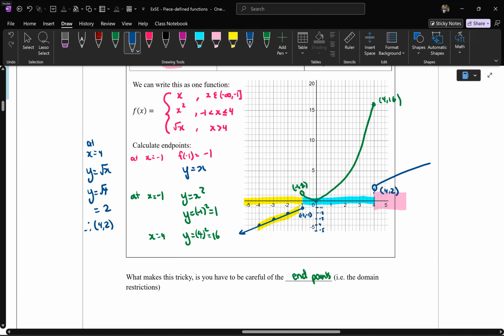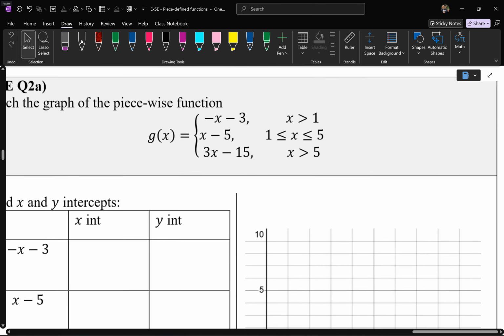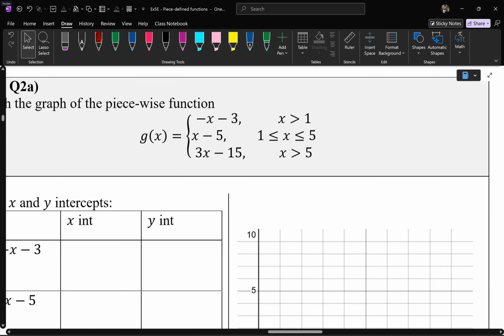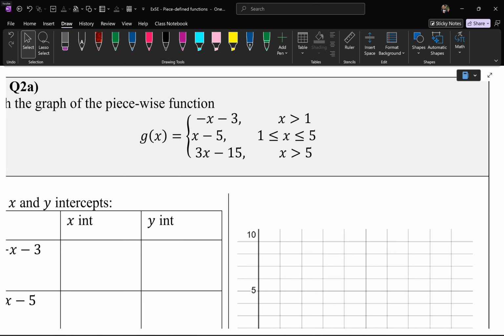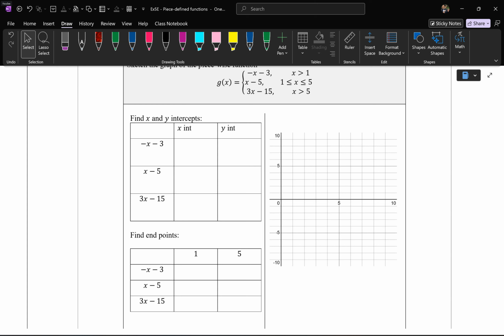Make sense? Cool. The one that I just gave you is a bit trickier because you've got multiple different graphs there. The one in your textbook, they will always stick to linear equations. So this is an example. You could have negative x minus 3, x minus 5, 3x minus 15. I've set up the table so that you can practice finding the x-intercept and y-intercept of each straight line. I've already made the chart for you.